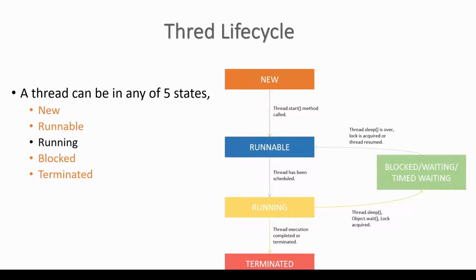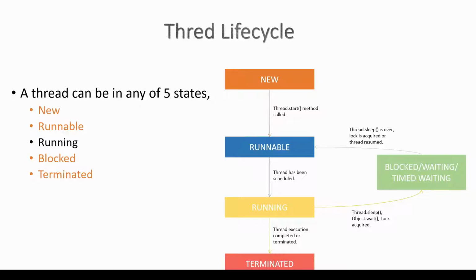So what are the different stages? The new state is when the thread instance has been created, meaning you have created a thread class and an instance of it, but the thread.start method has not been called. Then the thread will be in the new state. As soon as we call the thread.start method, the thread is ready to be scheduled for running, but it has not been scheduled by the thread scheduler. Then the thread will be in the runnable state.